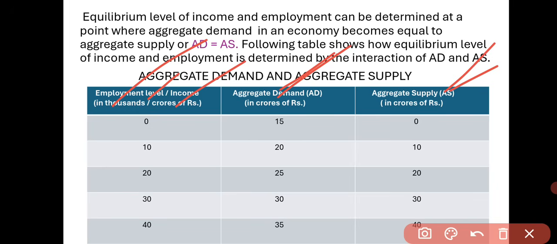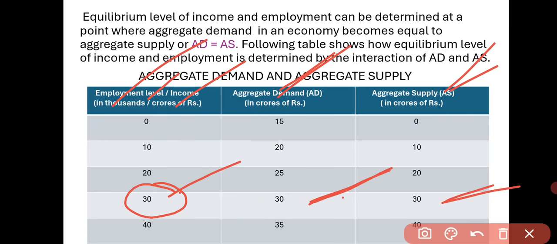When we see the employment level, when the employment level was 30,000, aggregate demand becomes equal to aggregate supply. Aggregate demand becomes equal to aggregate supply when the employment level was 30,000 in an economy, or when the income level was 30 crores of rupees.